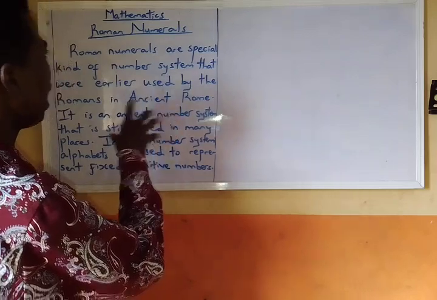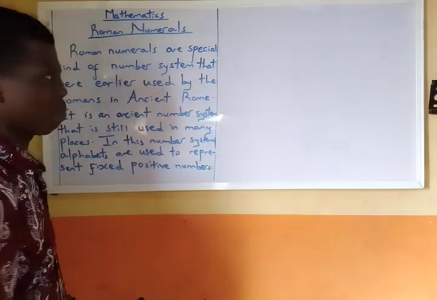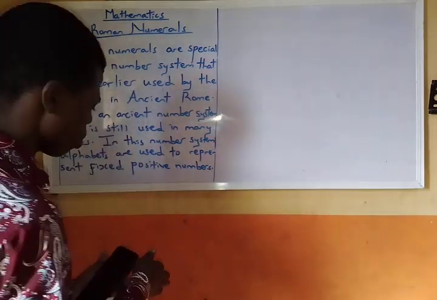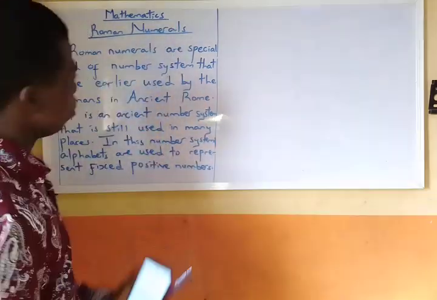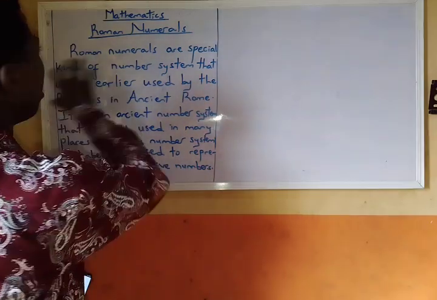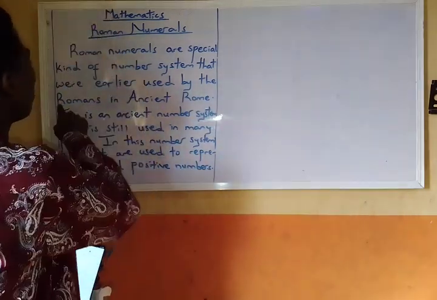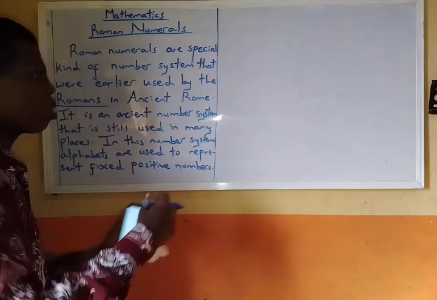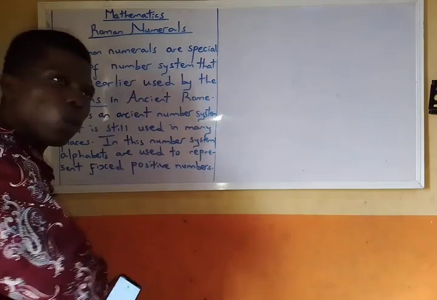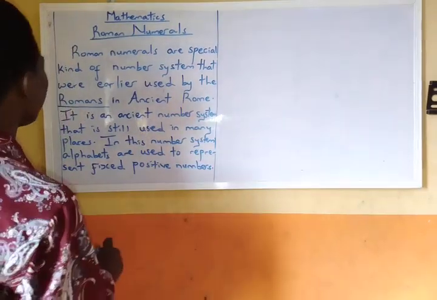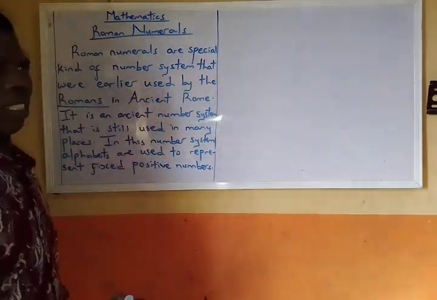Now you can see on the board that I wrote here that Roman numerals are a special kind of number system. We have different number systems, but the Roman numeral is one of them. I said the Roman numerals are a special kind of number system that were earlier used by the Romans, those in ancient Rome. Don't forget that Rome is the capital of Italy, right? Now, it's an ancient number system that is still used in many places.